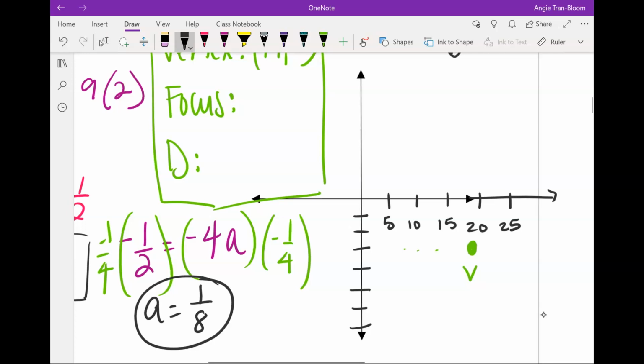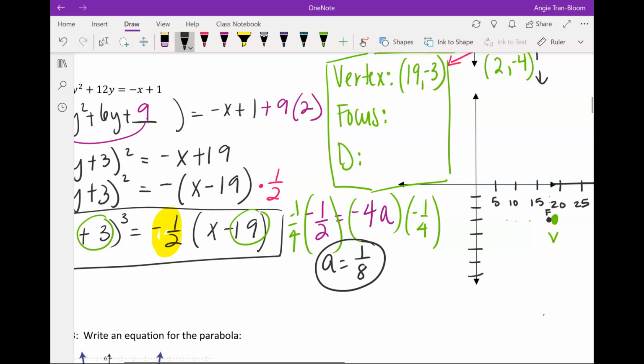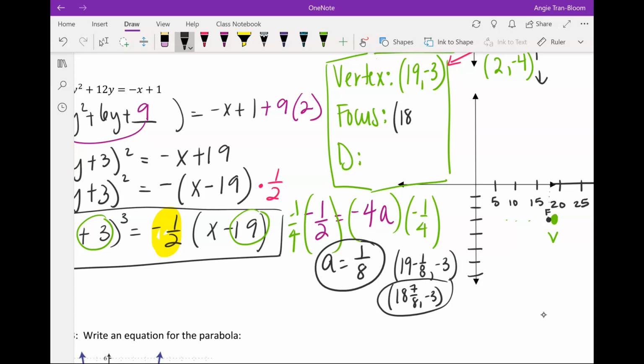So the focus, we know it opens left. So the focus is somewhere here on this left side and is going to be super close to the vertex. This is just 1/8. So what does that mean? I'm going to take the x coordinate of the vertex and minus 1/8. So the x coordinate of the vertex was 19. So 19 minus 1/8 comma negative 3 is the new ordered pair of the focus. Take away 1/8 is 18 and 7/8 comma negative 3. This is your focus. That gets filled in right here. 18 and 7/8 comma negative 3.